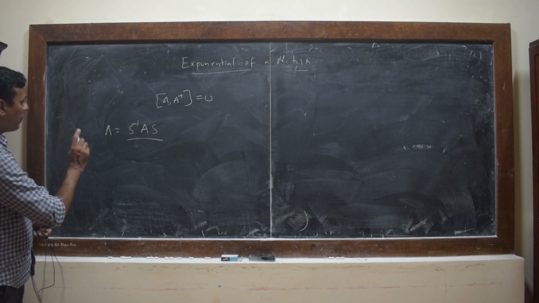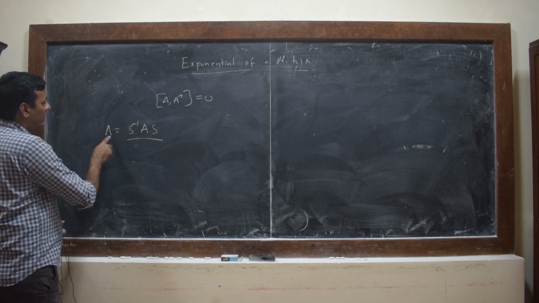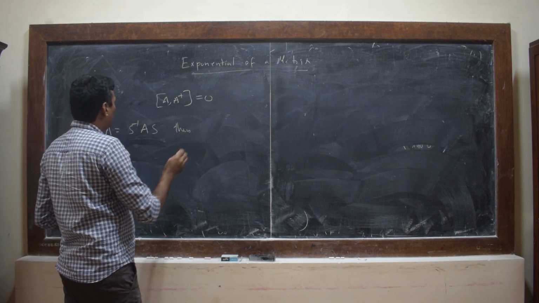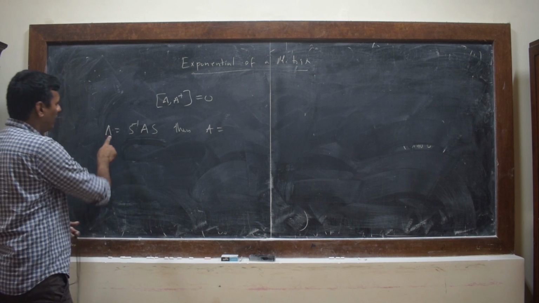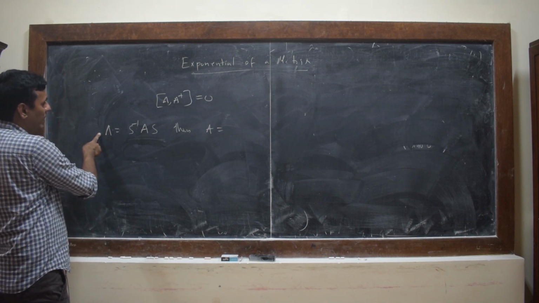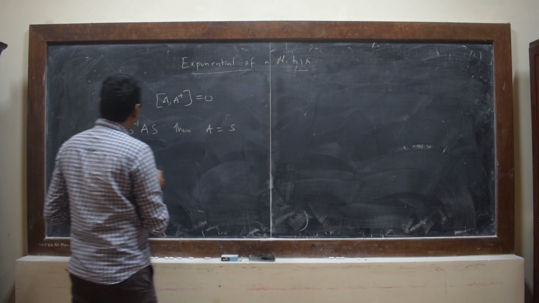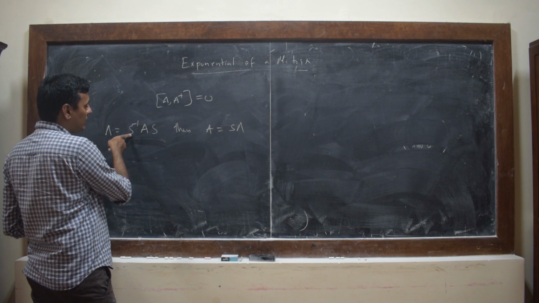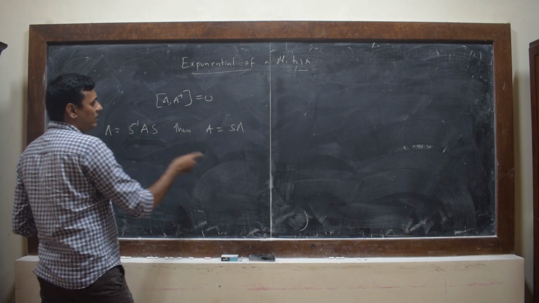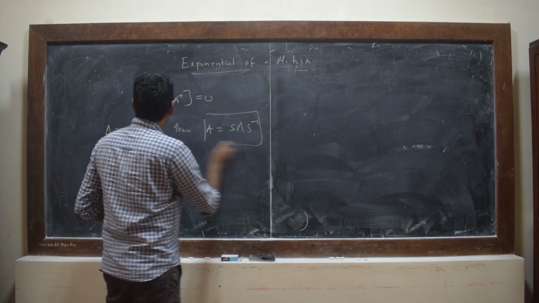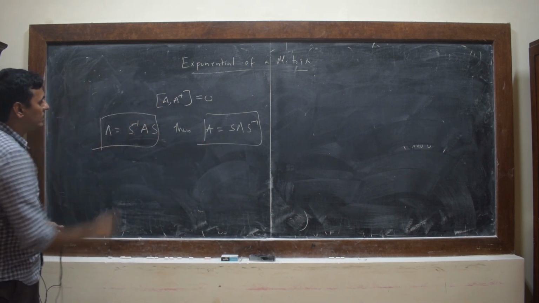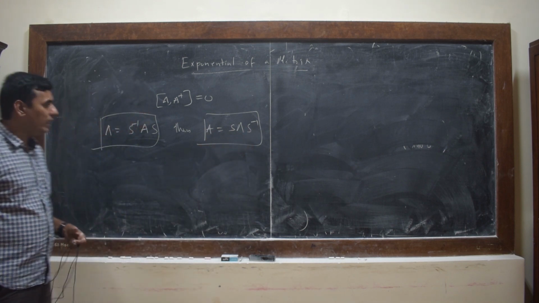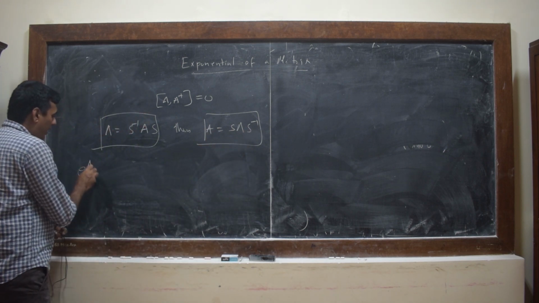So if lambda is equal to S inverse A S, then what is A? If you multiply S from the left hand side, you will get S lambda, and if you multiply by S inverse on the right, S into S inverse will be identity, and then S lambda S inverse. This will be your A. If lambda is S inverse A S, then A will be equal to S lambda S inverse. And now I need to evaluate e raised to A.